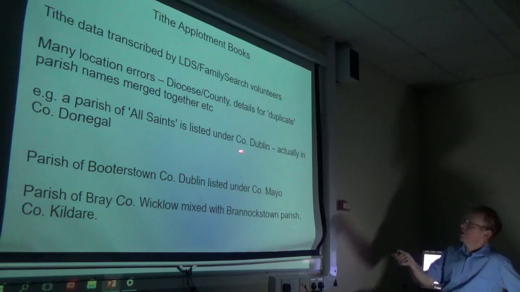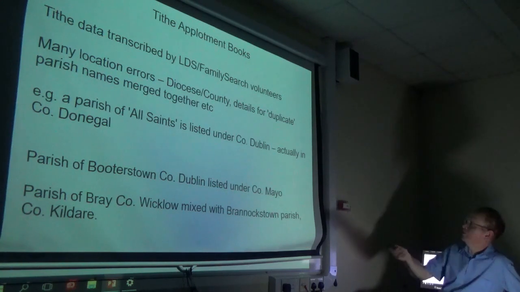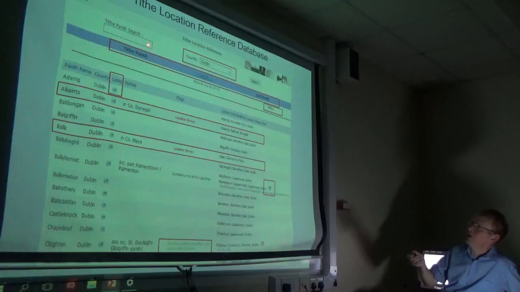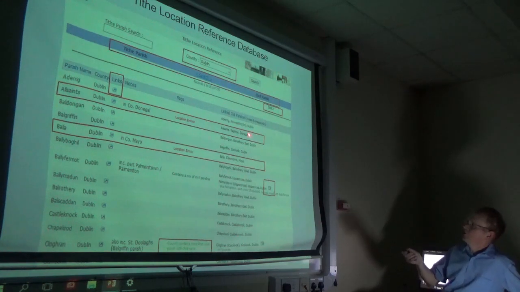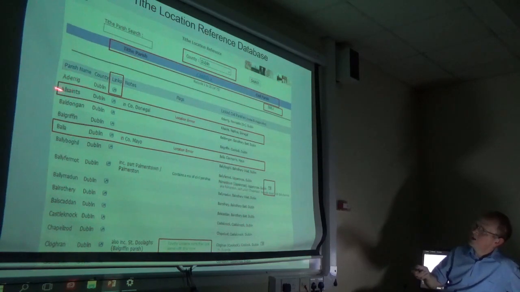The parish of All Saints appears under County Dublin. I knew from the beginning that was actually in Donegal. And again, I can't see why they did that, unless the previous parish maybe was County Dublin. There's a tool called the Tide Location Reference Database, and there's two modes to start with. You can have Tide Parish, which is really what the National Archives of Ireland have defined it as, and on the right is Civil Parish. So this is what it actually is. This is what it's called on the National Archives site.